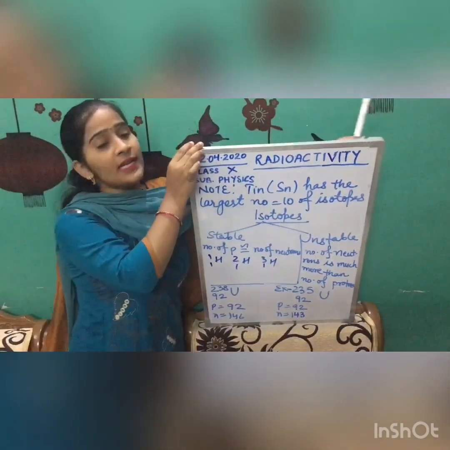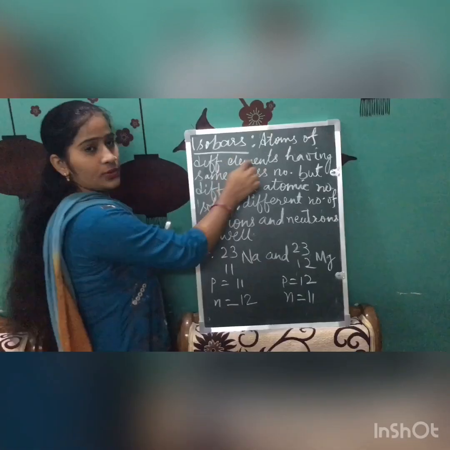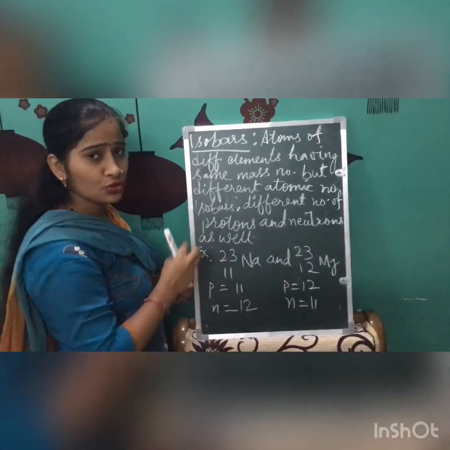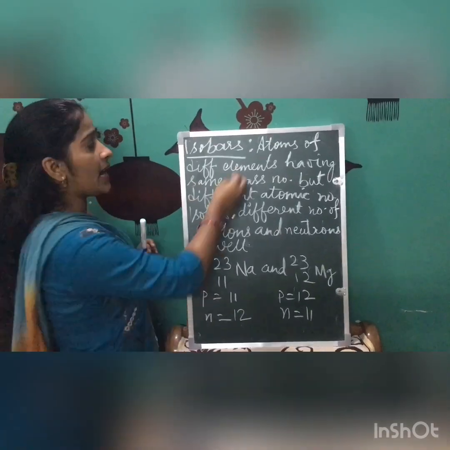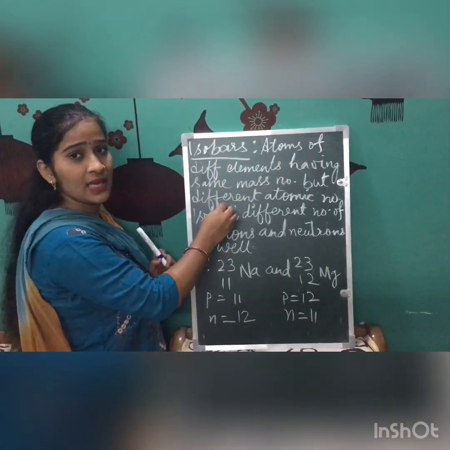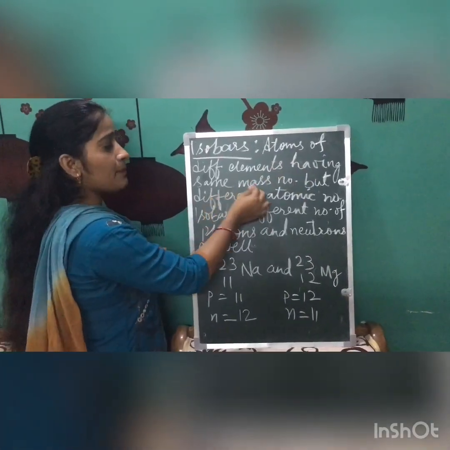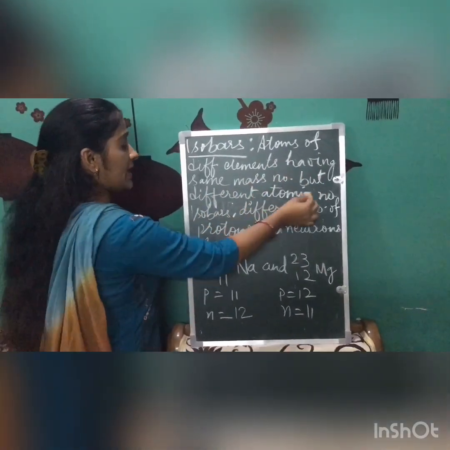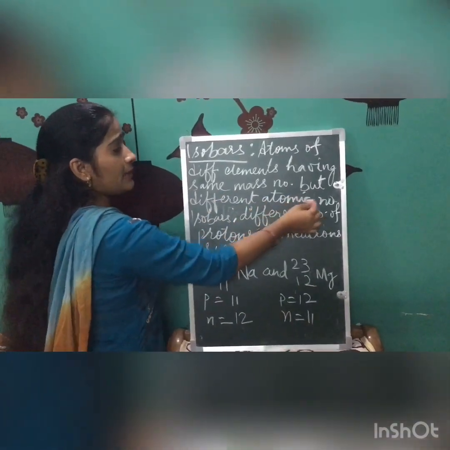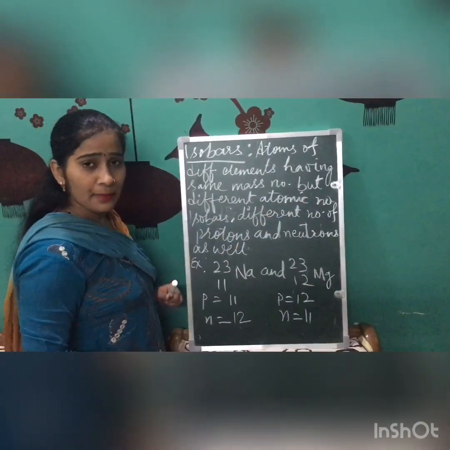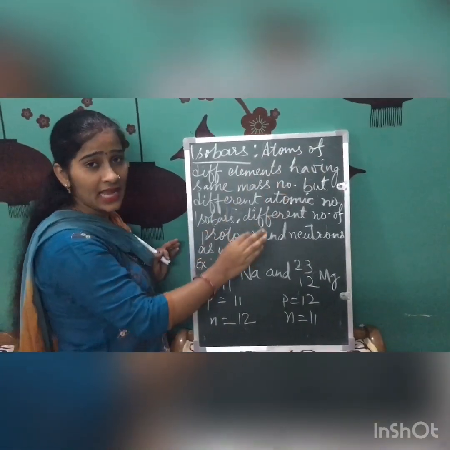Now the next topic is isobars, students. What are isobars? Isotopes are the atoms of the same element, whereas isobars are atoms of different elements having the same mass number but different atomic number. Again I am repeating, I am talking about atoms of different elements.